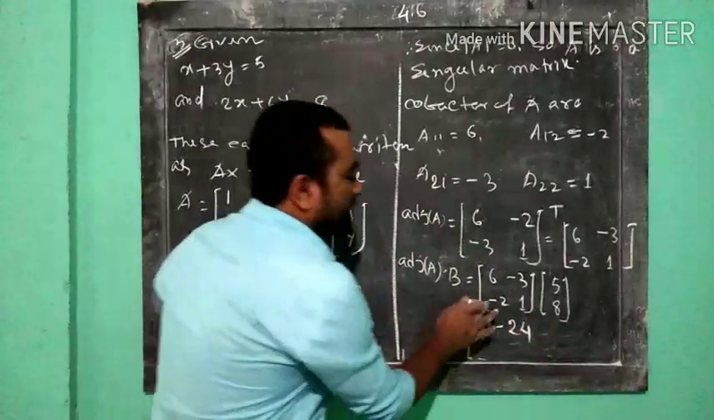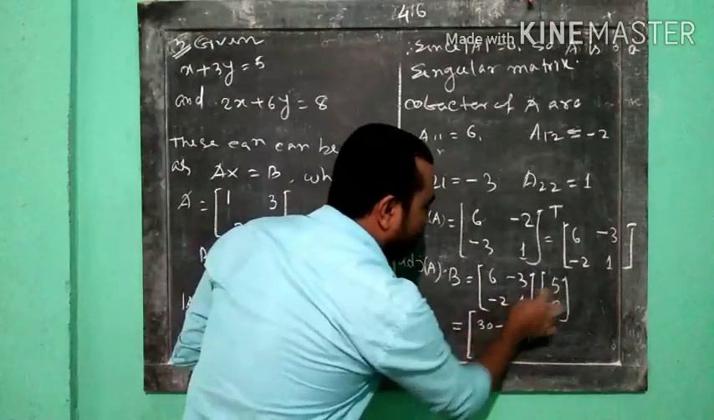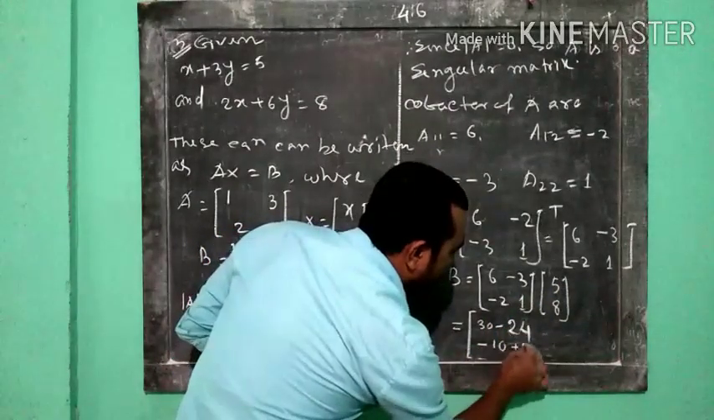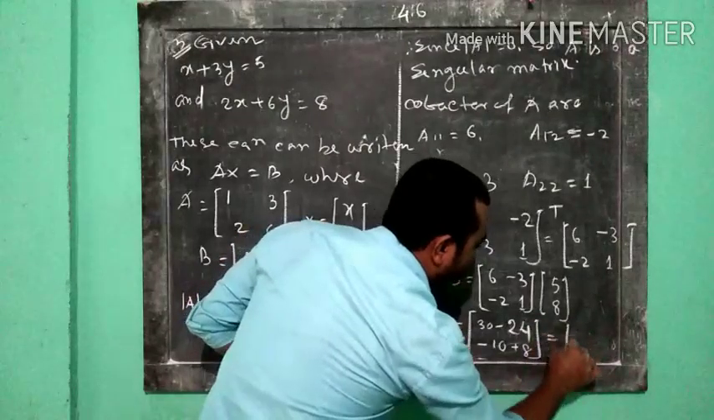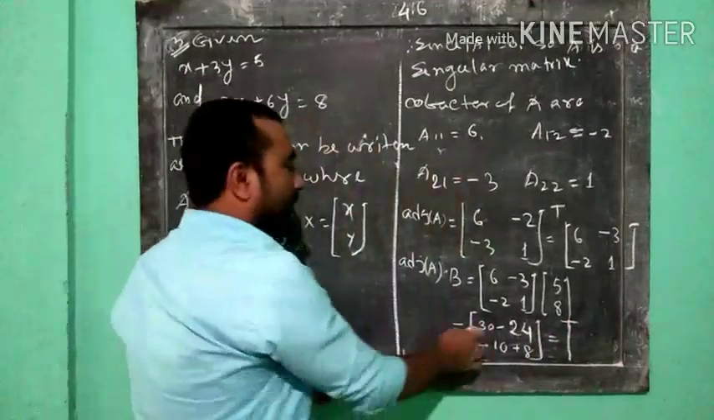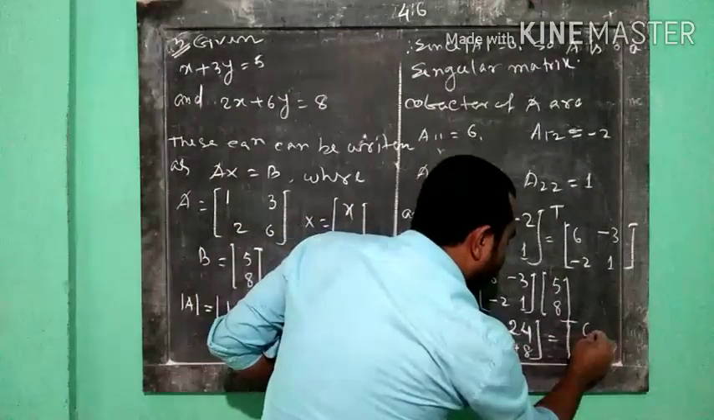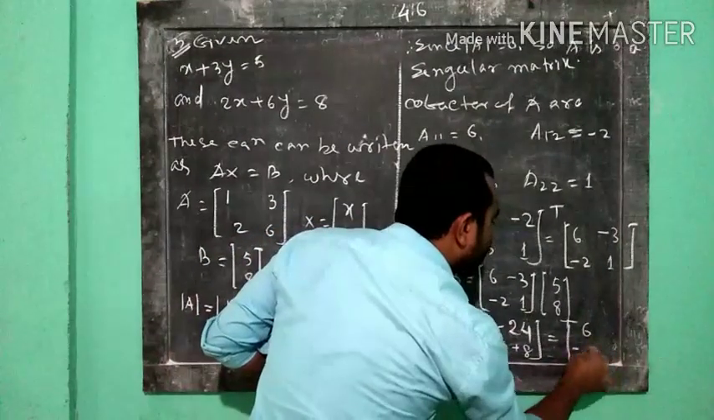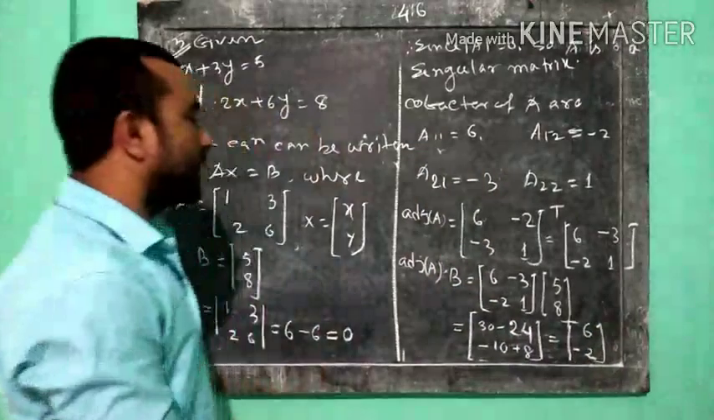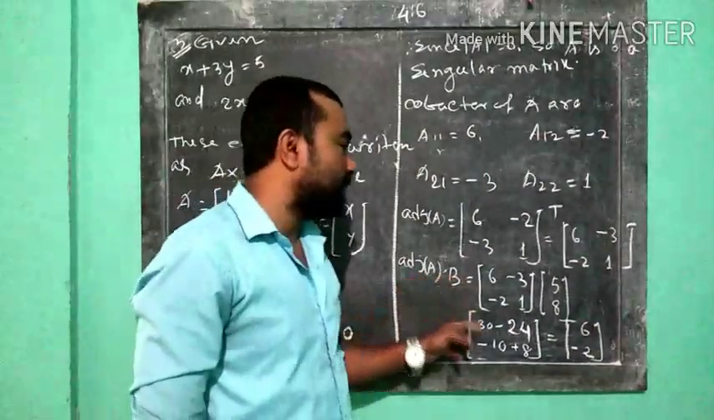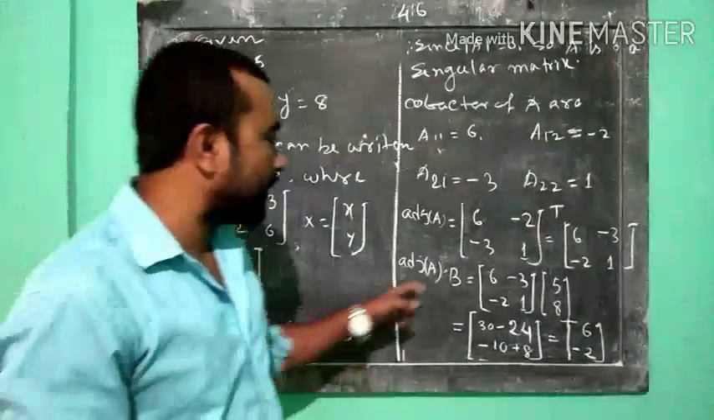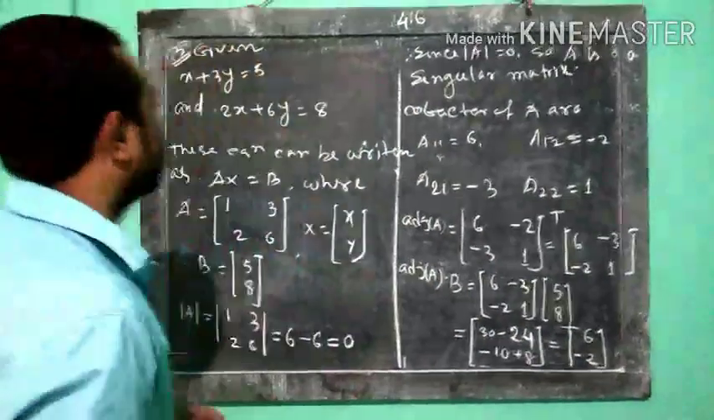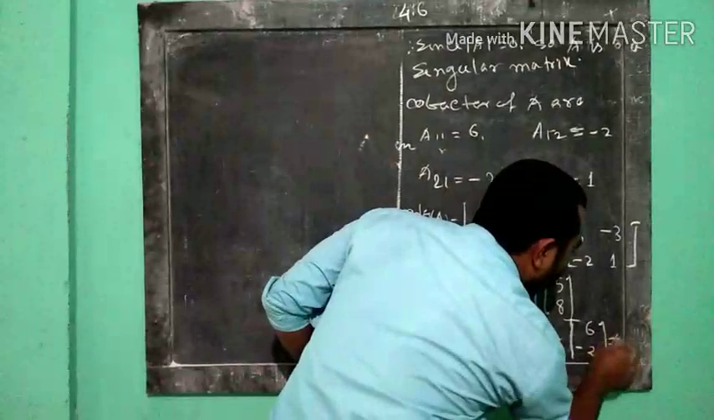Again, second row by first column, then if we multiply, this is minus 10. This is plus 8. This is equal to what? So 30 minus 24 is 6 and minus 10 plus 8 is equal to minus 2. So what do we get? The adjoint of A into B equal to 6, minus 2, which is not equal to 0.